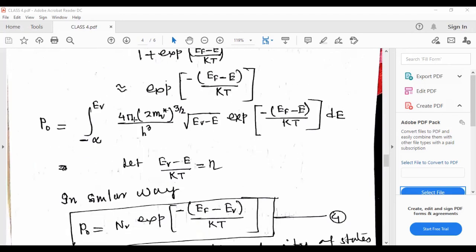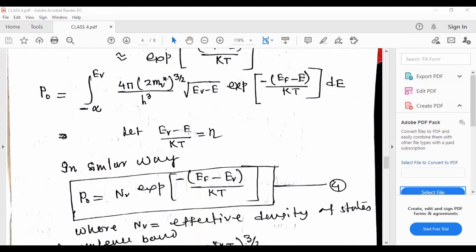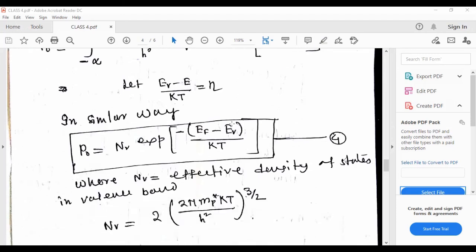Now, if we replace the value of 1 minus Fe and the density of states of the valence band, we will have this type of formula. And from there, if you replace (Ev minus E) upon kT by eta and solve as we have done previously, then you will have P0, that is p, equal to Nv exponential of minus (EF minus Ev) upon kT. This is again the total number of holes in the valence band, a very important formula.